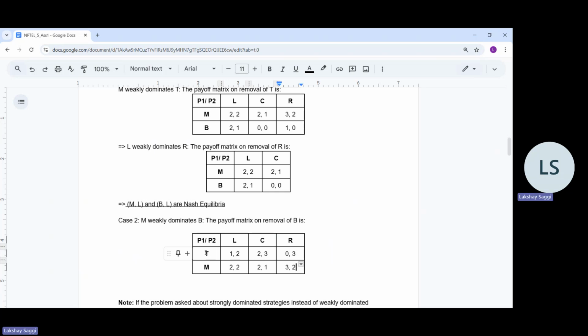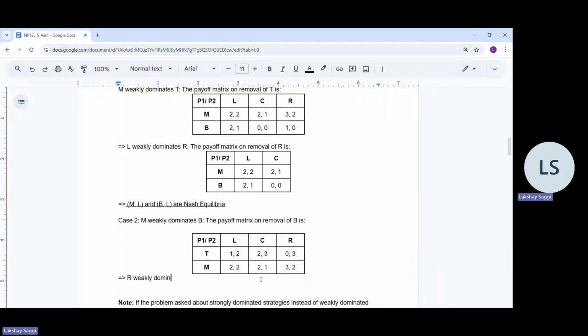So if the row player plays T, then for the column player the payoff is the same on playing C and R. Whereas if the row player plays M, the payoff is higher on playing R instead of playing C. Here we get one, here the column player gets two. So strategy R weakly dominates strategy C.